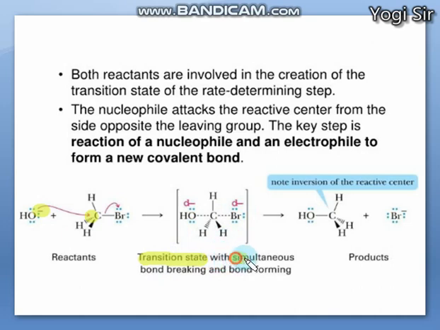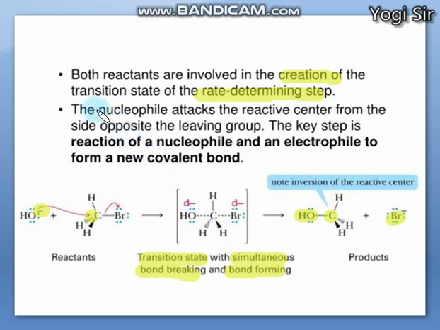In which simultaneously there is bond breaking and bond forming between the two states, and later on you can see that the hydroxyl group is now permanently bonded on this carbon, and bromine is released from the carbon atom, that is our product, methanol. So here it is written that both reactants are involved in the rate determining step. Both these reactants produce this central intermediate, right? So it is named as SN2 reaction, or you can say bimolecular reaction.